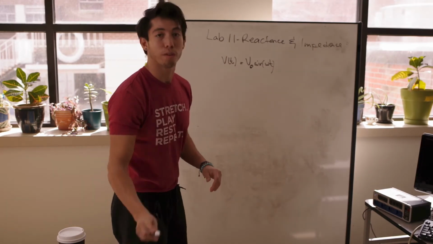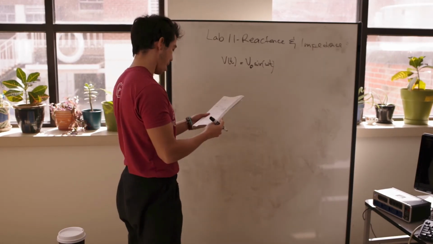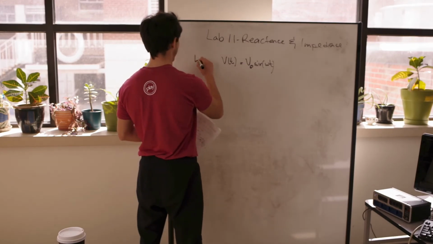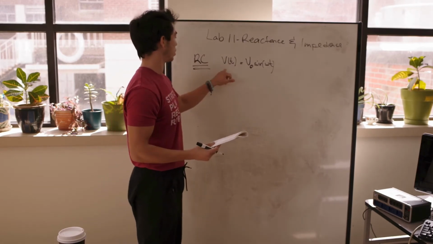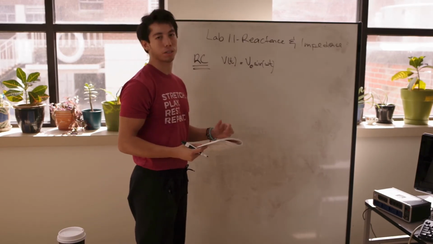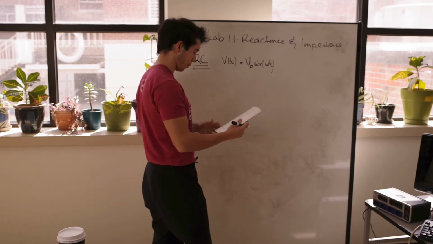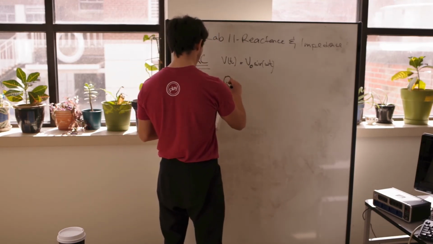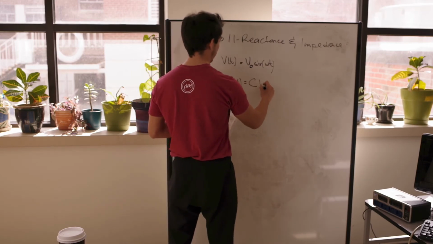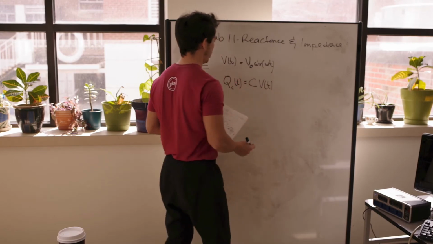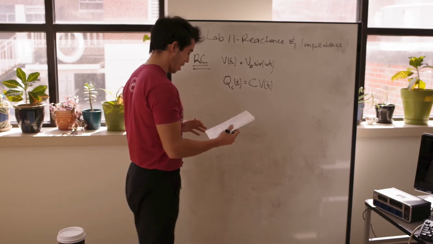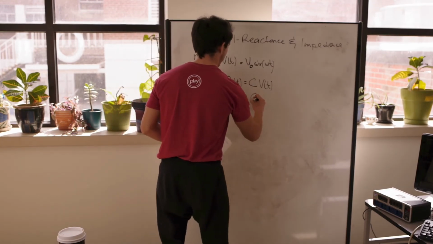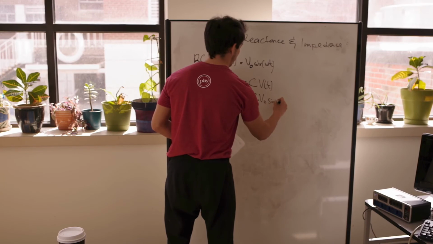Now for an RC circuit, we'll derive the expression for capacitive reactance. For RC, we'll start with the same voltage signal. V as a function of time is V0 sine omega t. Then the charge on the capacitor as a function of time is C times V as a function of time. Q equals CV, you might remember that from back in the day. So we can write this as C V0 sine omega t from above.